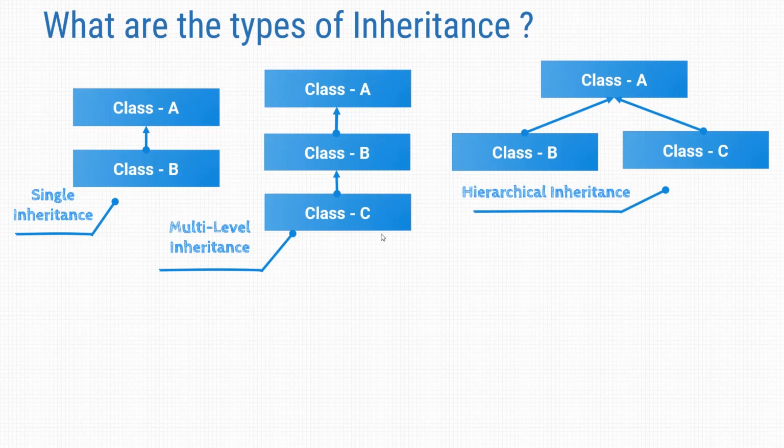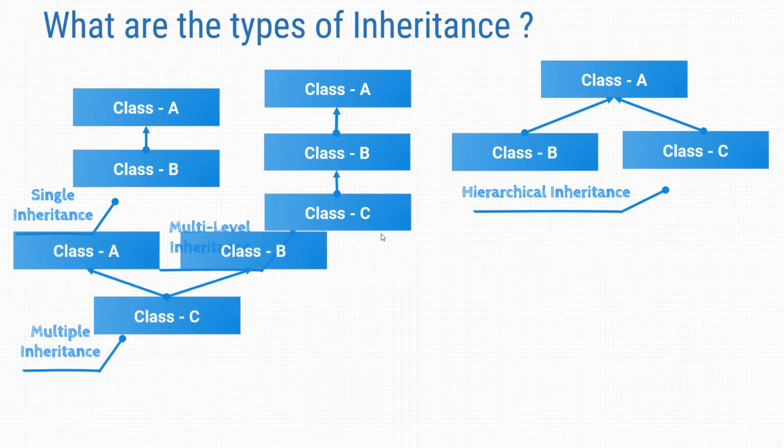And the third type that we are going to see is hierarchical inheritance, which means that we have a single base class. In our case, it is class A. So class B and class C both inherit from class A. Okay, so both classes, class B and class C, are deriving from class A. Let's move ahead with the next type.